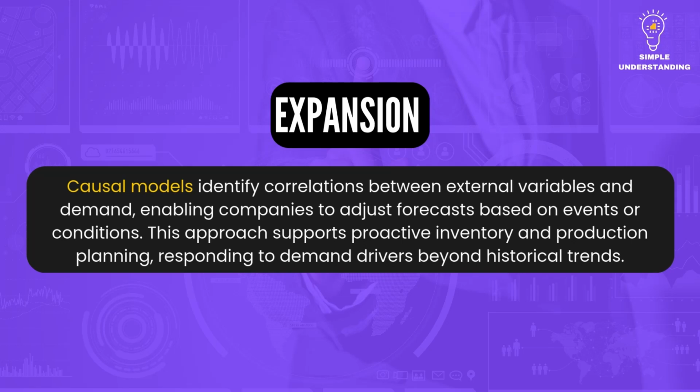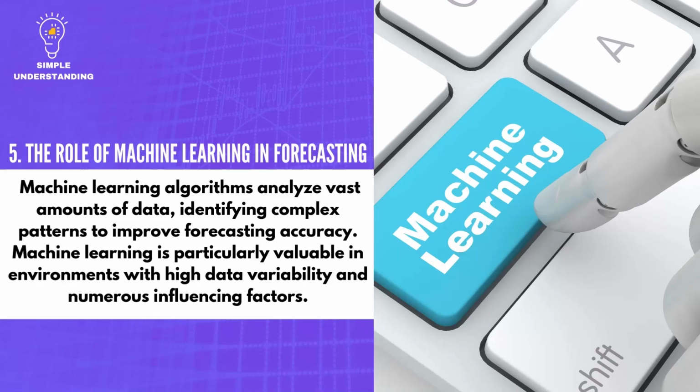This approach supports proactive inventory and production planning, responding to demand drivers beyond historical trends. 5. The role of machine learning in forecasting. Explanation. Machine learning algorithms analyze vast amounts of data, identifying complex patterns to improve forecasting accuracy. Machine learning is particularly valuable in environments with high data variability and numerous influencing factors.